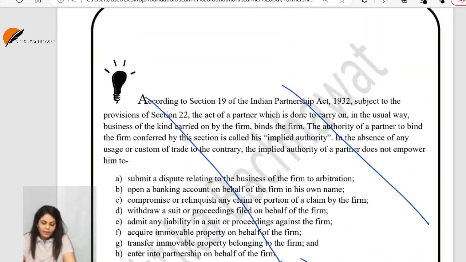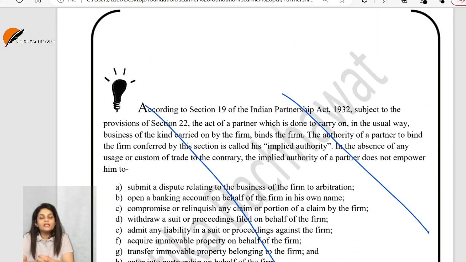Implied authority of a partner means the authority of a partner to act in the name of the firm and to bind the firm by his acts. However, the act must be done in the usual course of the business. If it is not done in the usual course, the firm is not liable. But if it is not done in the usual course and the other partners ratify it, the firm is liable.